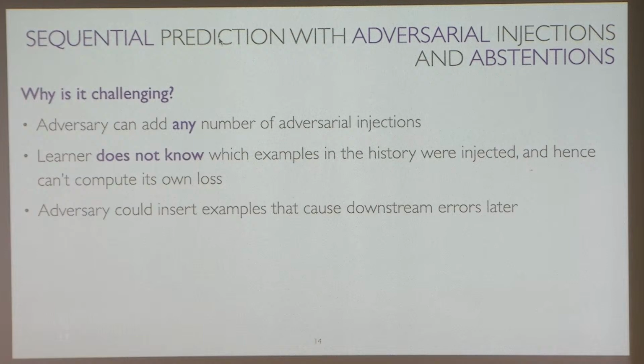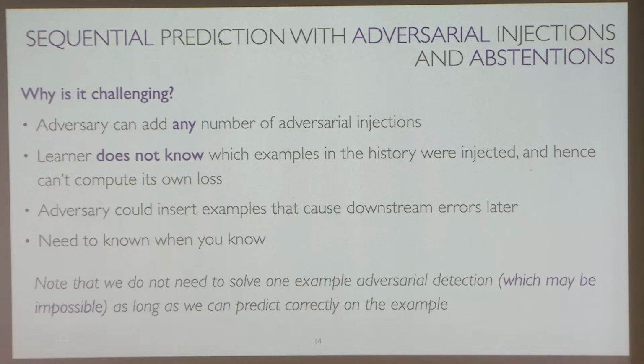The adversary could insert examples that cause us to believe that the function looks different downstream. It's really hard in the sequential setting to imagine that the errors are only at that time. And you sort of need to know when you know that the answer is correct to be able to do this. But this is important and goes back to Ramya's question: you're not trying to solve one-example adversarial detection, which may be impossible because the adversary could just be giving IID samples. As long as you can predict correctly on that example, you don't need to suffer any loss on those examples.